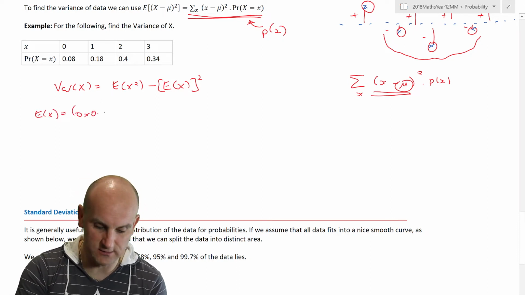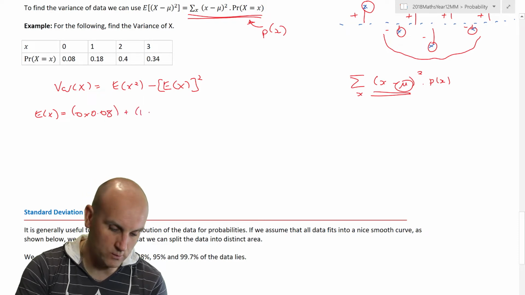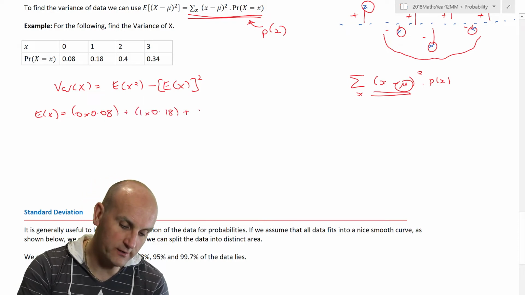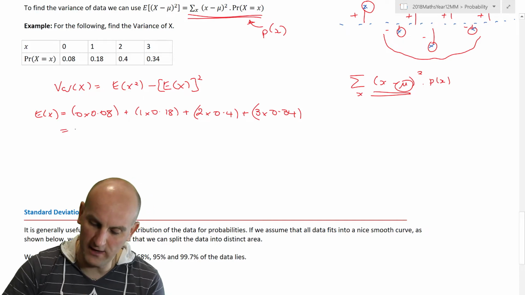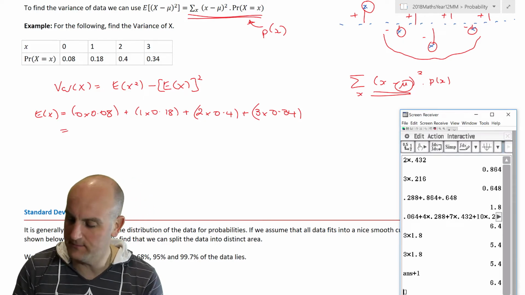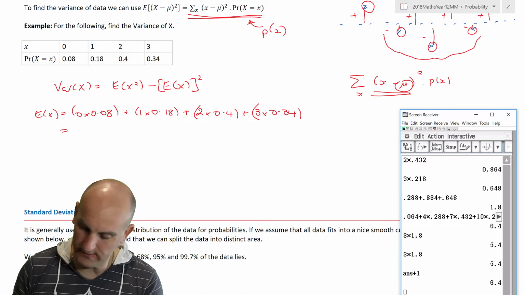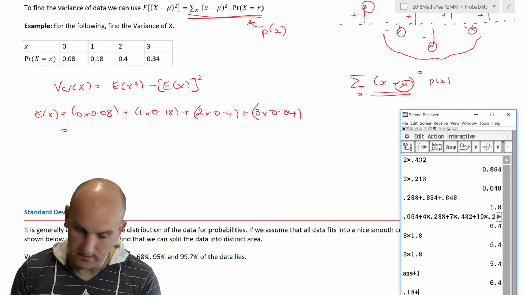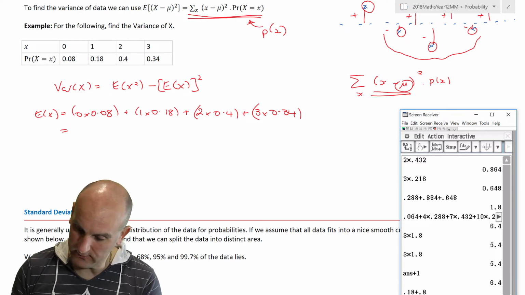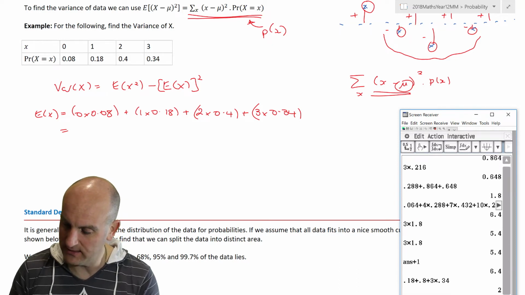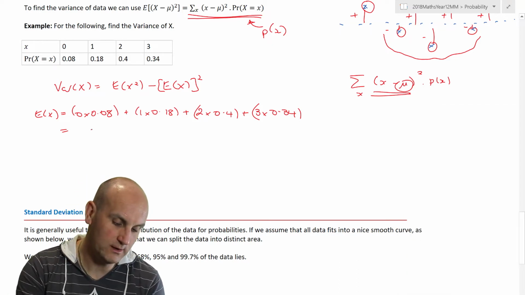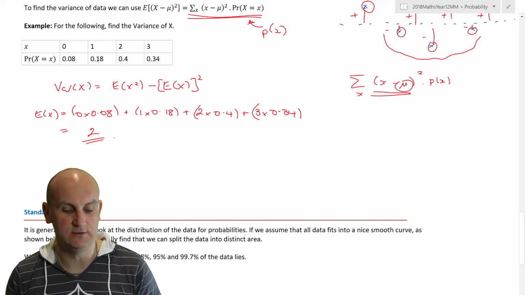That's 0 times 0.08 plus 1 times 0.18 plus 2 times 0.4 plus 3 times 0.34. Firing up my trusty CAS will give me, we don't need to worry about the first one, so 0.18 plus 0.8, I can do that one in my head, plus 3 times 0.34, gives me a value of 2. So in that situation, my E of x is equal to 2.